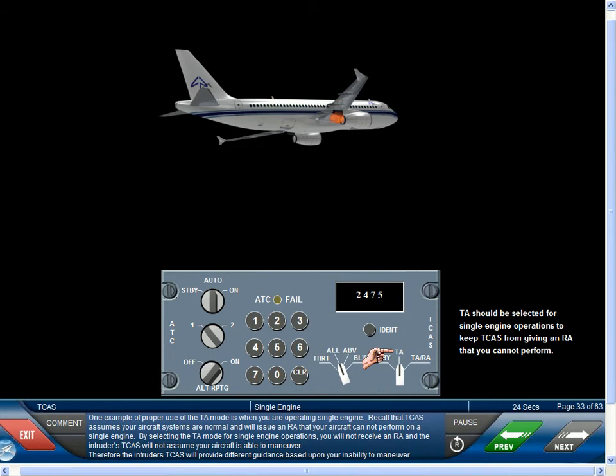Recall that TCAS assumes your aircraft systems are normal and will issue an RA that your aircraft cannot perform on a single engine. By selecting the TA mode for single engine operations, you'll not receive an RA, and the intruder's TCAS will not assume your aircraft is able to maneuver. Therefore, the intruder's TCAS will provide different guidance based upon your inability to maneuver.